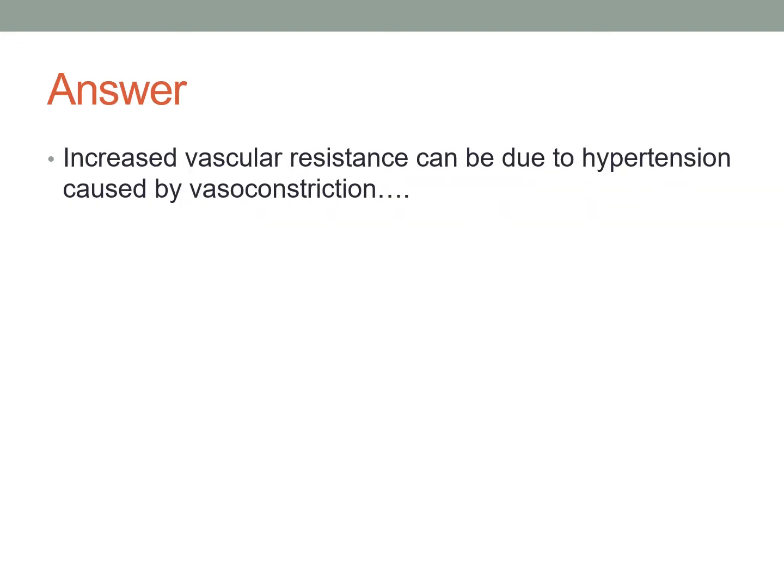So there's your answer: increased vascular resistance due to hypertension. It can cause vasoconstriction. Again, if there's vasoconstriction, the blood is not going to flow. It's constricted, so the blood is not going to flow to the body where it needs to go.